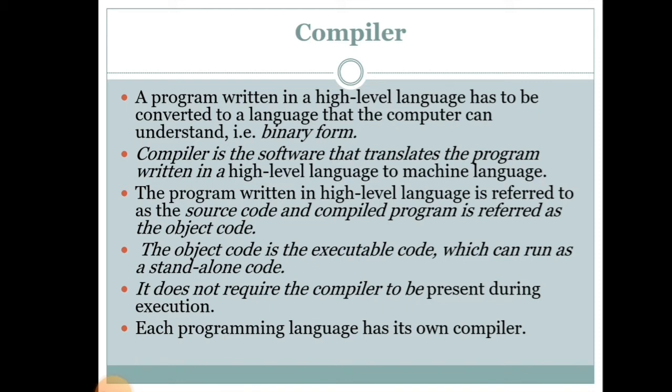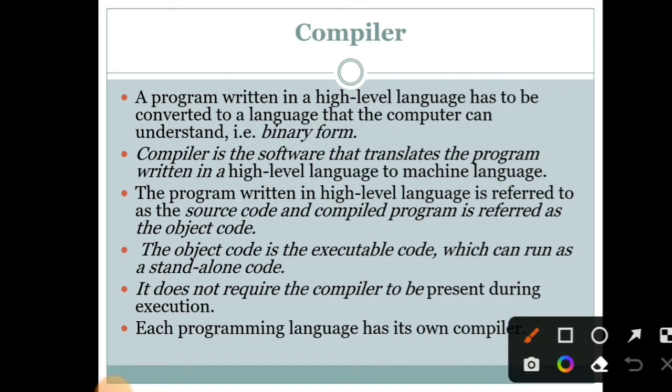But there is a difference between compiler and interpreter. Let's see. Here, a program written in high level language has to be converted into language that the computer can understand, in the binary format. So it is a translator. It is used to convert high level language into machine level language, that is binary form.